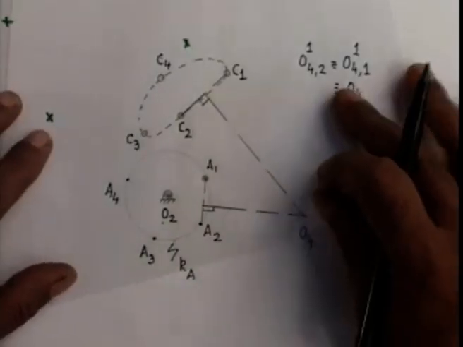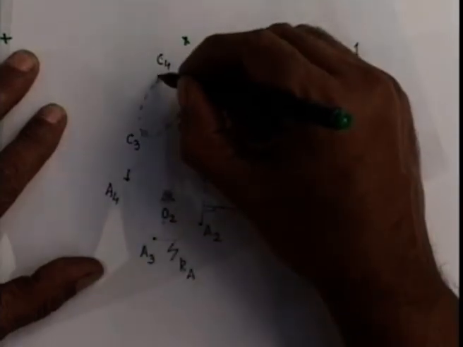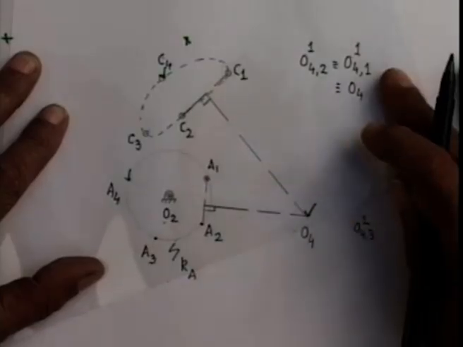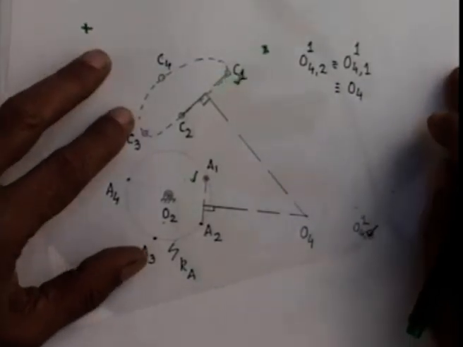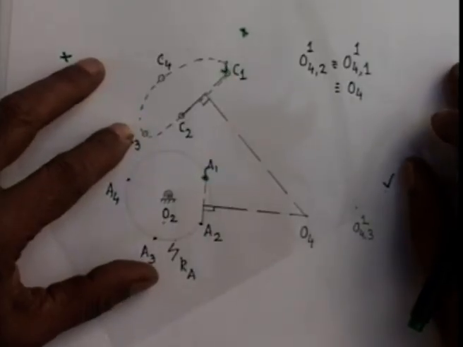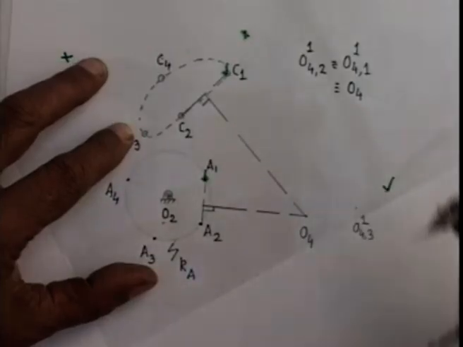Then for the fourth position, we follow the same technique. We mark A4, C4, O4. Move the tracing paper such that A4 coincides with A1, C4 coincides with C1, and wherever O4 goes, that I mark on the tracing paper as O4,4,1.